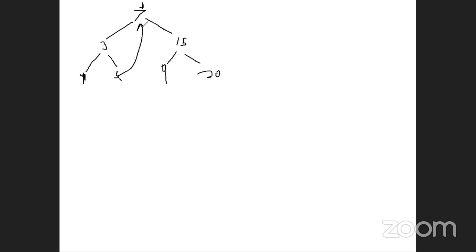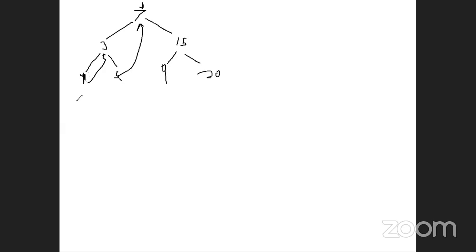Okay. After that, I will go to 3. For 3 also, I'll do the same thing. What is 3's predecessor? It is 1. So I'll go to 1, and 1 does not have anything, right? So I will make a link like this, from 3 to 1.